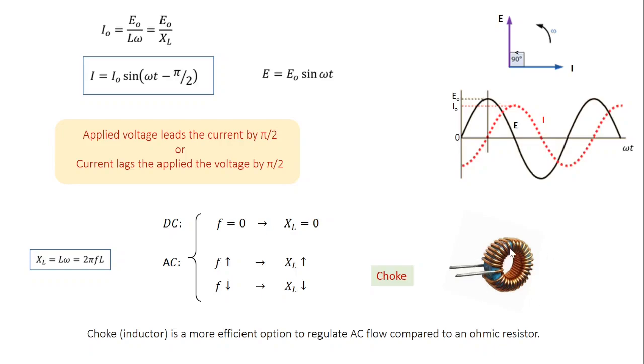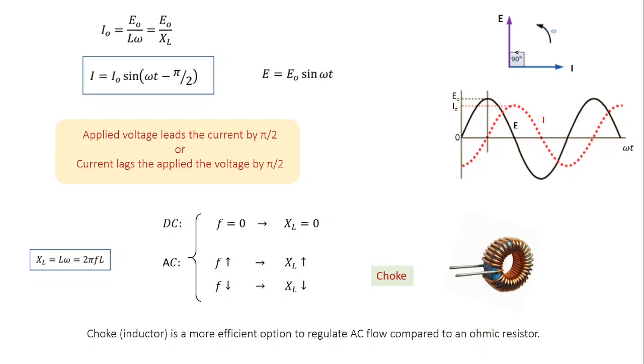On the other hand, in the case of AC, you know that AC has a non-zero frequency, so consequently it's going to experience some amount of resistance. Since an inductor resists or chokes the AC flow, it is known as a choke coil. As you can make out from this expression, when frequency is higher, the reactance is higher, and when the frequency is lower, the reactance is also going to be lower.